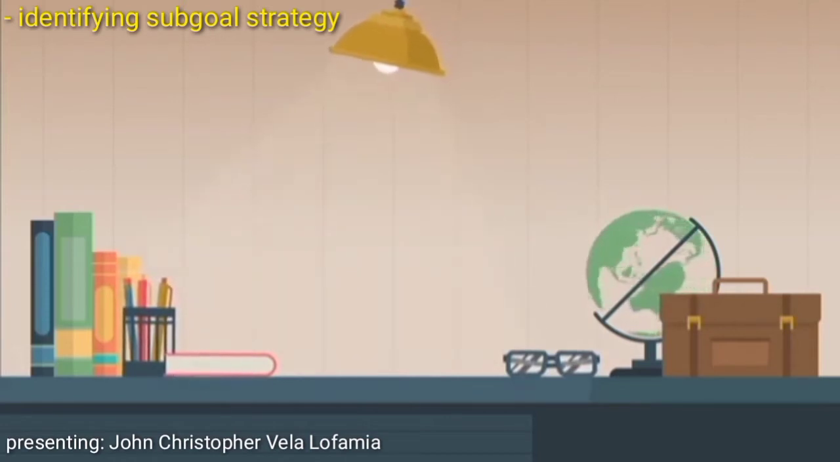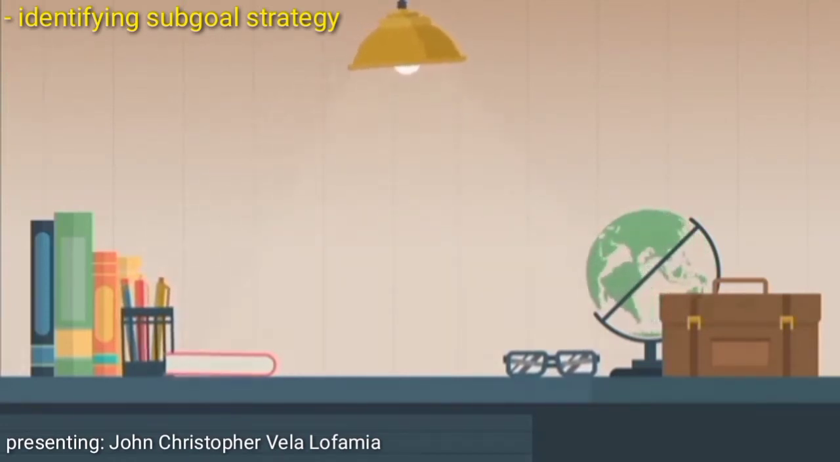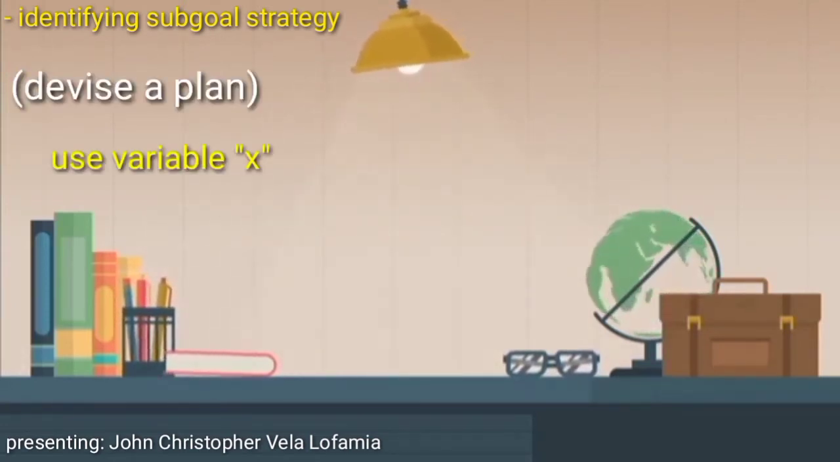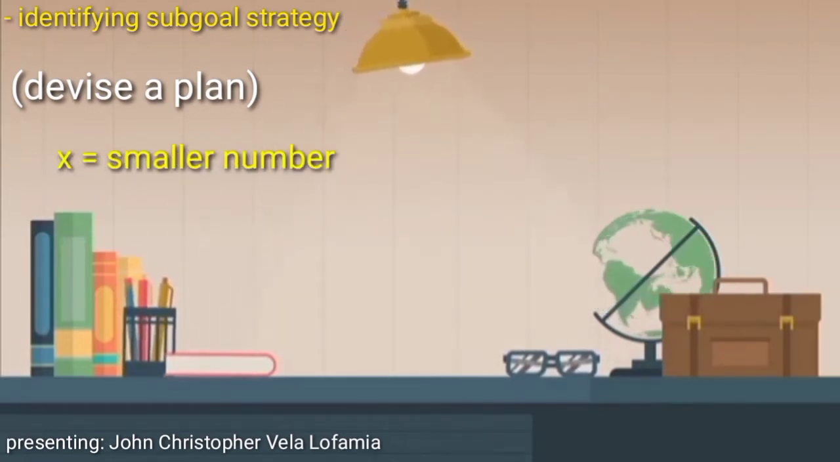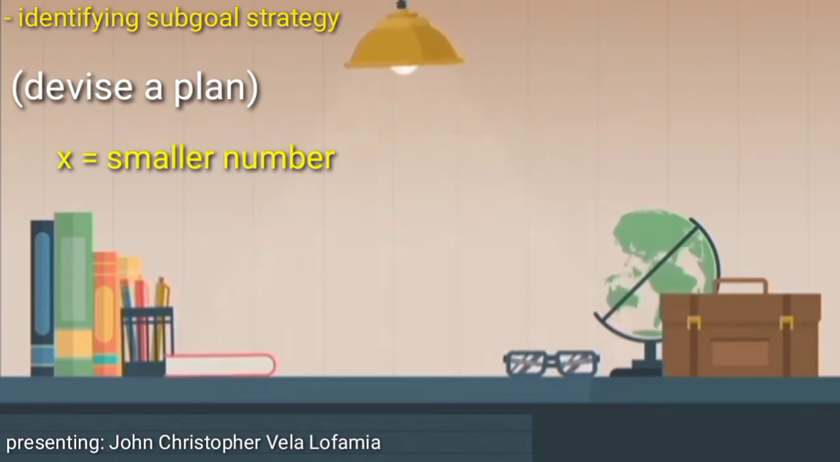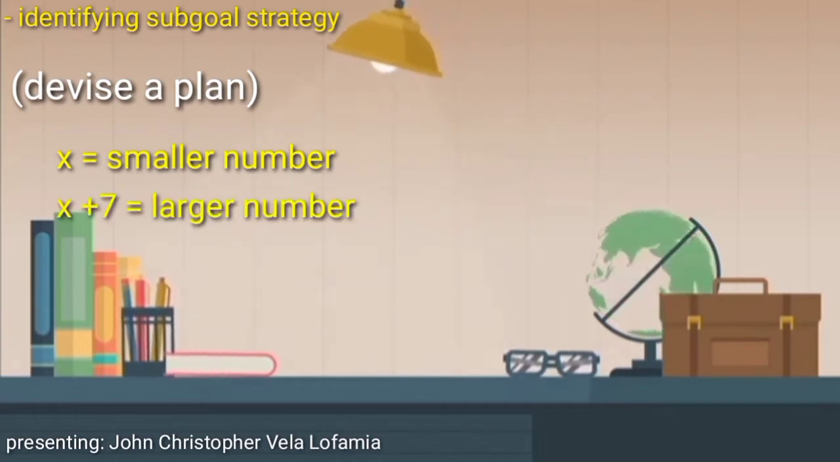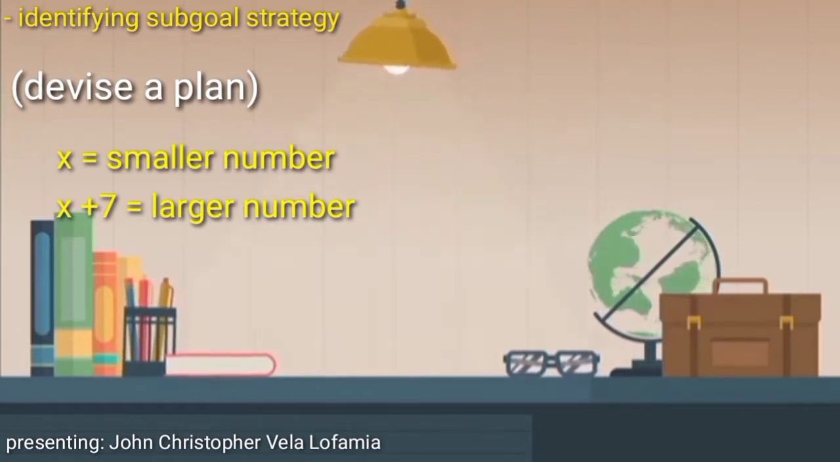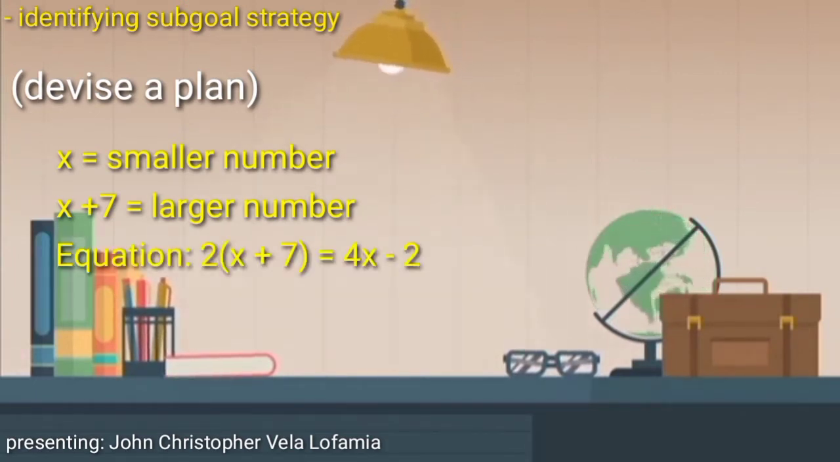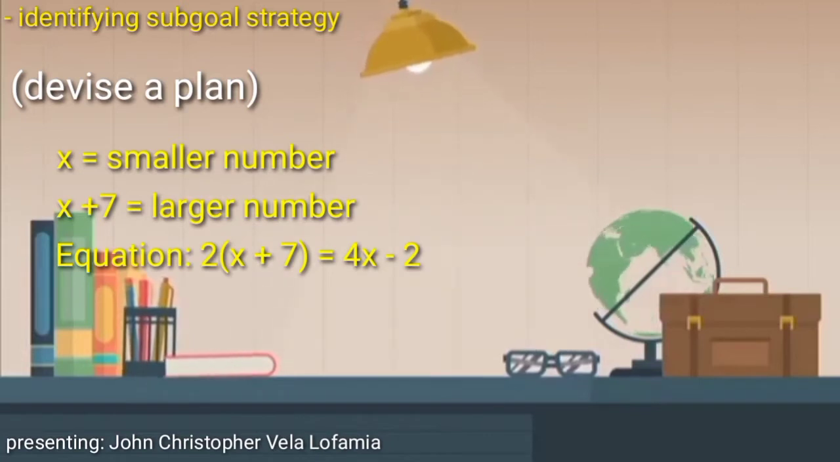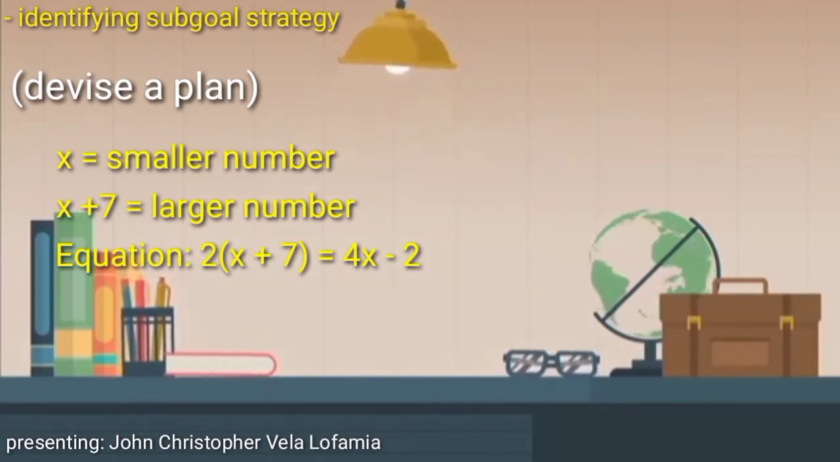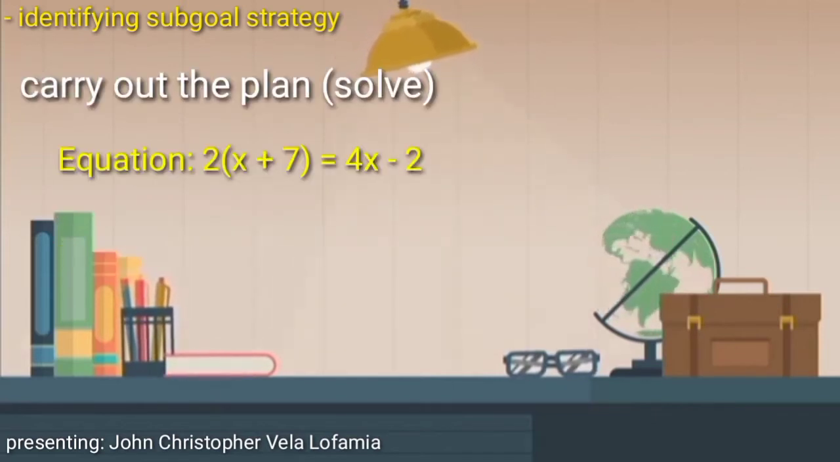Identifying sub-goal strategy. We will be using the variable x to represent our unknown number. So we are going to use the variable x to represent our smaller number, and x, our smaller number, plus 7 is equal to our larger number. The equation will be the quantity x plus 7 times 2 is equal to 4x minus 2. So we are going to solve our equation.